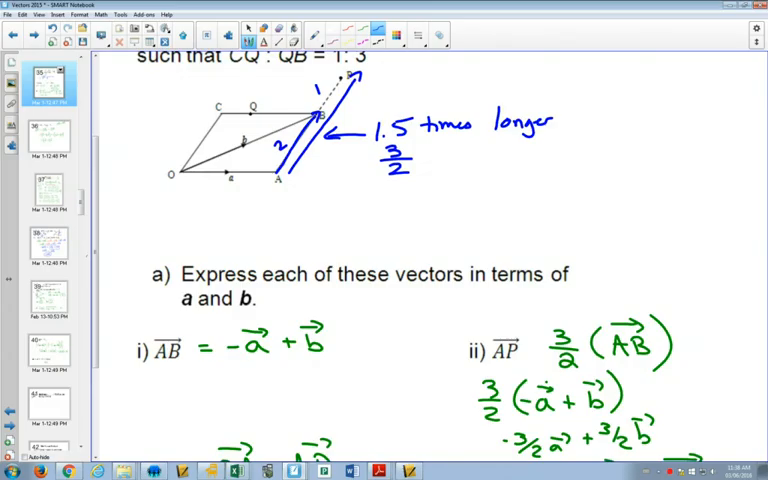So that's one way that you could look at doing that, is say it's 1.5 times longer, so all I need to do is multiply AB by 3 over 2 and get my answer.